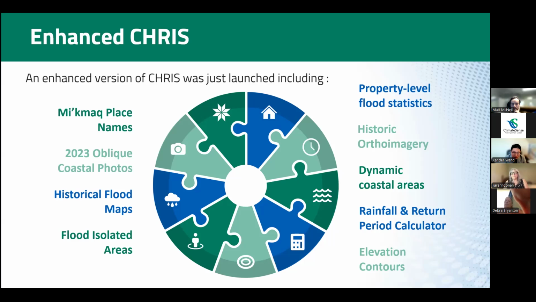We also have 2023 oblique coastal photos along the whole PEI coastline, and historical flood maps. These are specifically for 2022 Fiona and 2019 Dorian. And we also display the flood isolated areas. And for coastal properties, we have further added property level flood statistics. You can look at the coastal erosion rate and coastal flooding for those coastal properties.